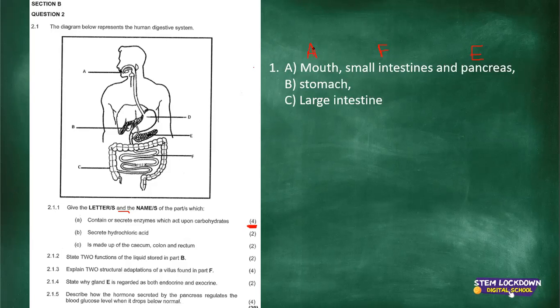And then B, which one secretes hydrochloric acid? Hydrochloric acid is secreted by what? Question B. That is the stomach, guys. And then C, stomach is number... Show me the stomach. What letter is the stomach over there? And then tell me the letter of the large intestine, which is the one that is made up of the caecum, colon, and rectum. Stomach is D, yes. And the large intestine, you can even see with the sizes, is C. Thank you, Kuzayo.